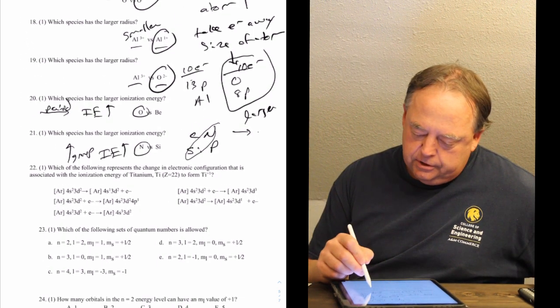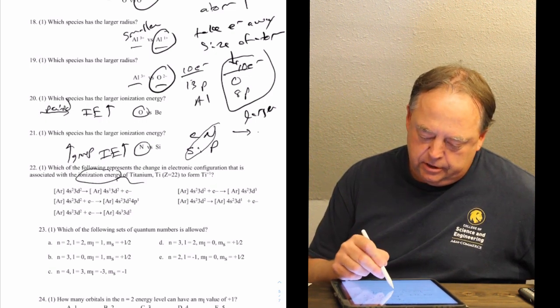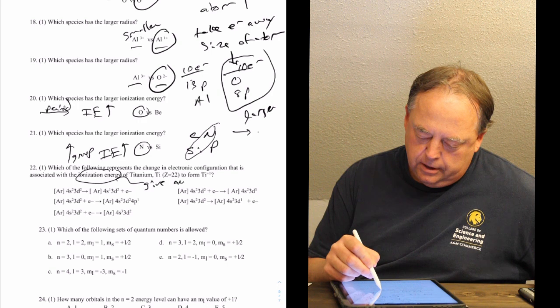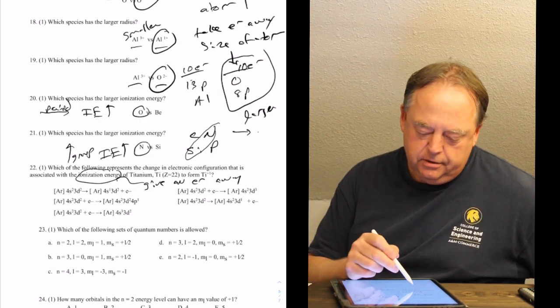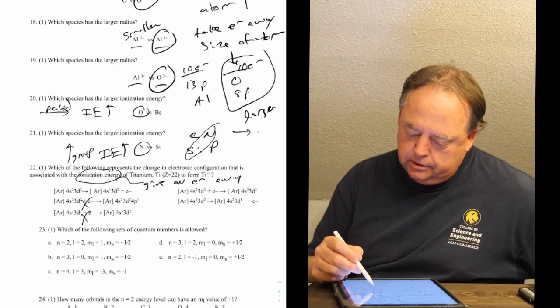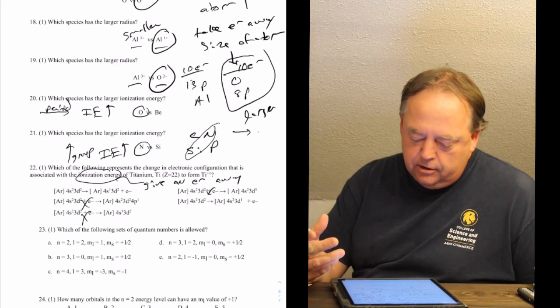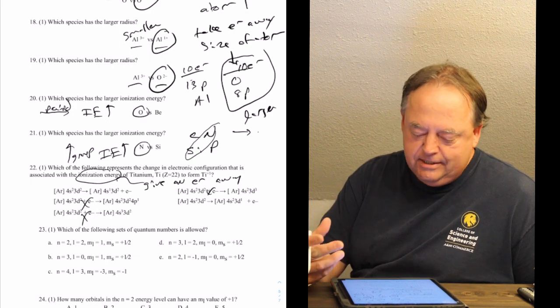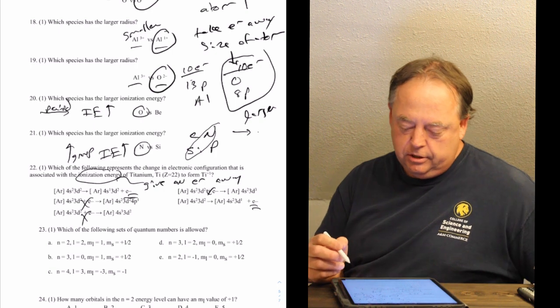Okay, which represents a change in electron configuration for the ionization energy. That means it's going to give an electron away. So you can think of an electron as a product, which means that's wrong, and that's wrong, and that's wrong, because the electron's on the left of the arrow. Think of an electron as a reagent. It's going to be a product, so the electron has to be on the right side of the equation.